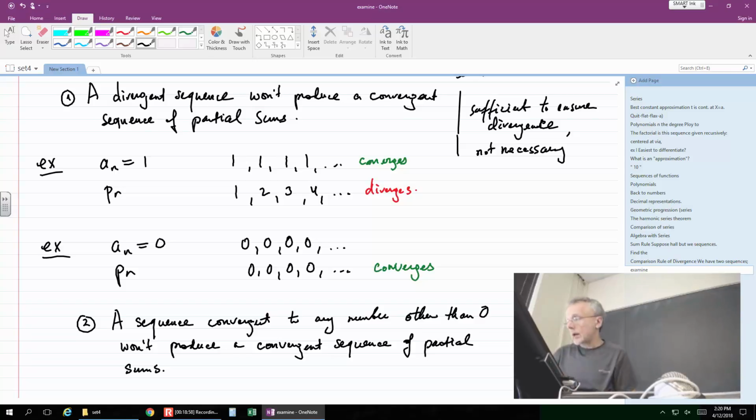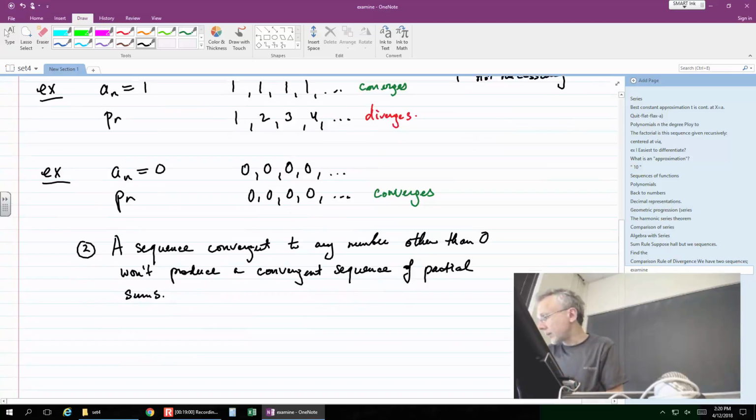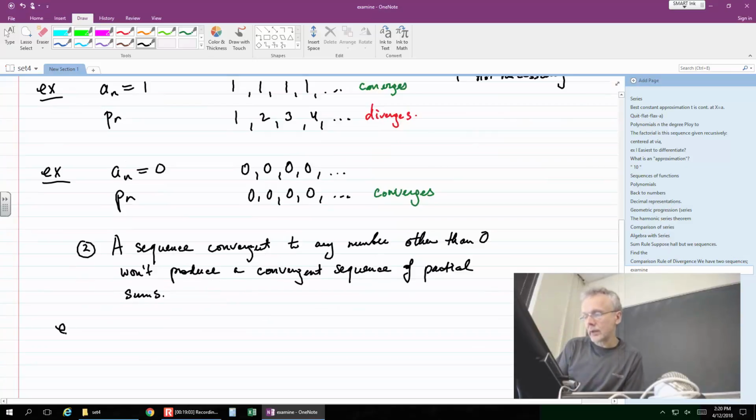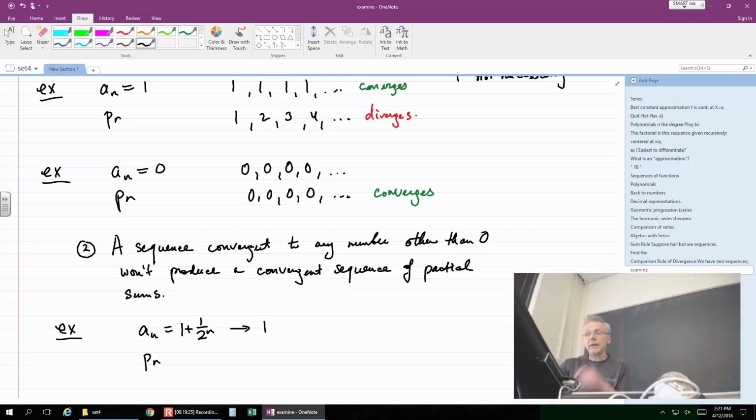As an example, it doesn't have to be a constant sequence, but here's one. If I take a_n equals 1 plus 1 over 2^n, a sequence that is certainly convergent, it converges to 1. Then I start doing partial sums, and I'm adding numbers that are well behaved, but every time there will be a 1 present there. So 1, what is it?